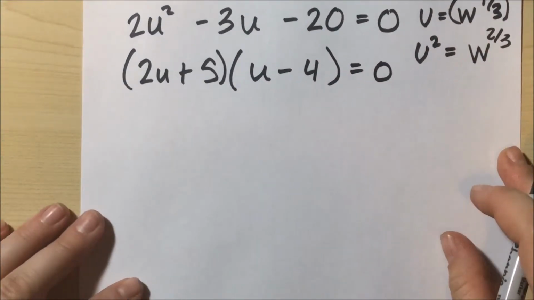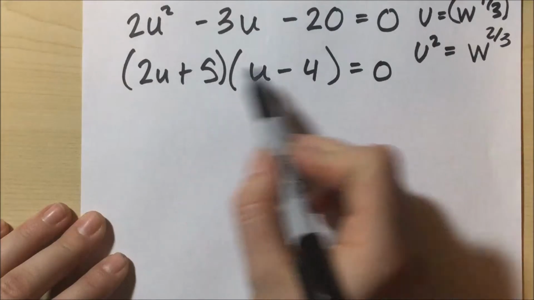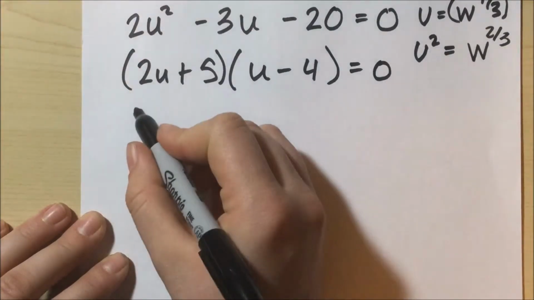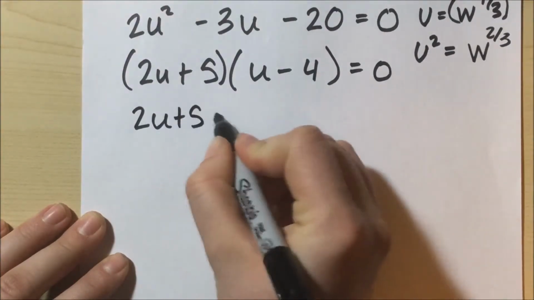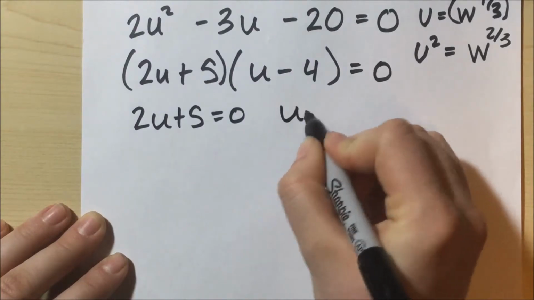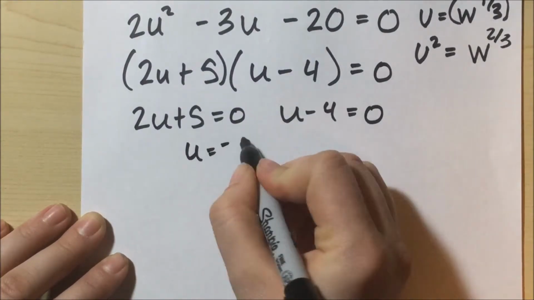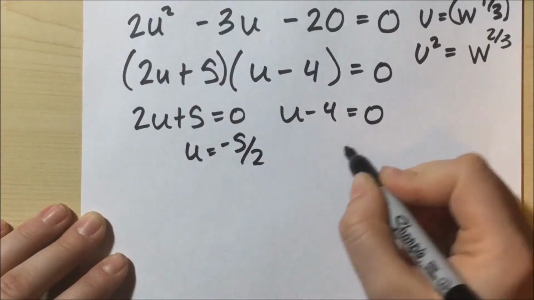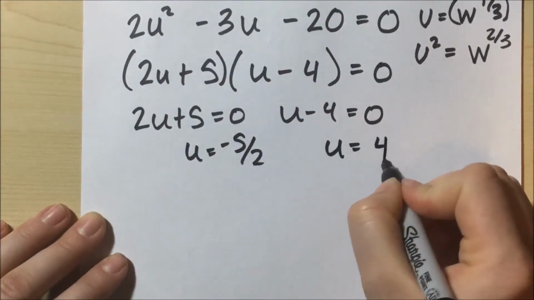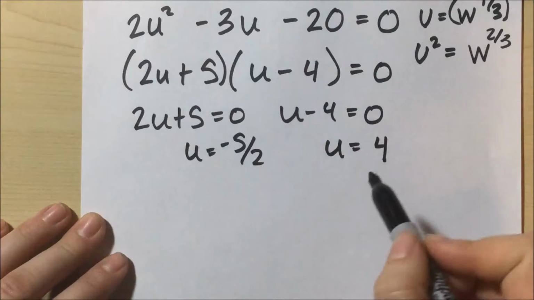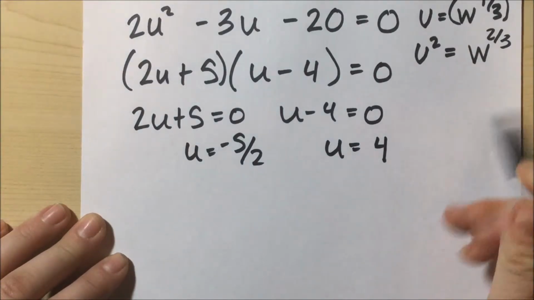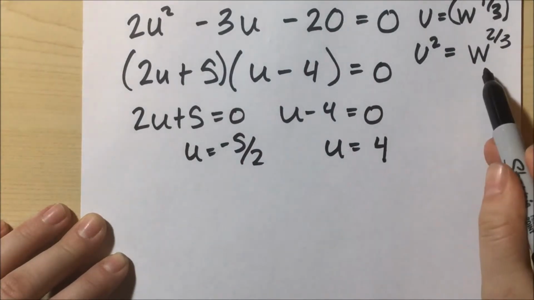Okay, and then I'm going to use the zero factor property and set each of these equal to 0 and solve. So 2u plus 5 equals 0, u minus 4 equals 0. u is going to equal negative 5 over 2, and this u is going to equal 4. Okay, I solved for u, but I'm not asked for u. I was asked for w.